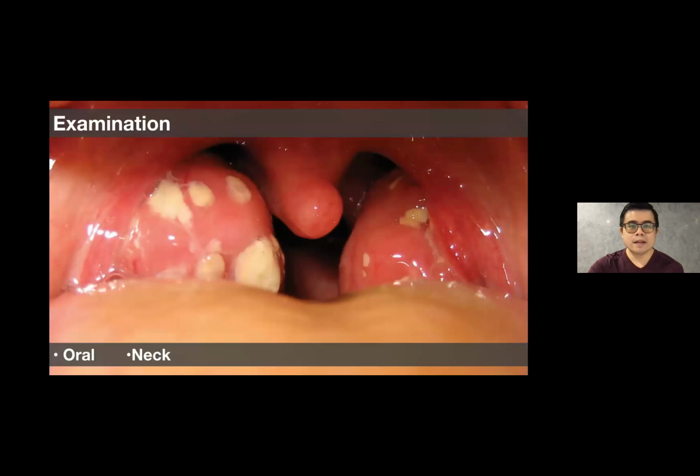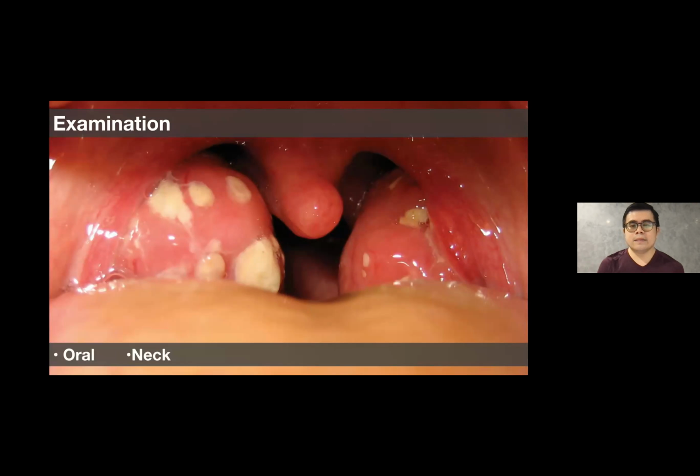So examination-wise, again, when you're looking inside the patient's mouth, they can cough on you. So make sure you are fully protected as well. So this is a typical appearance of a bacterial tonsillitis. So you can see the tonsils are enlarged, erythematous, and there's a lot of pus exudates on them.